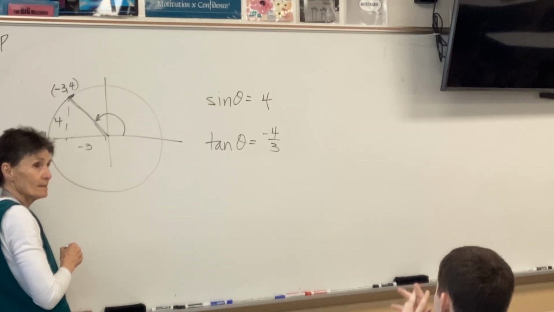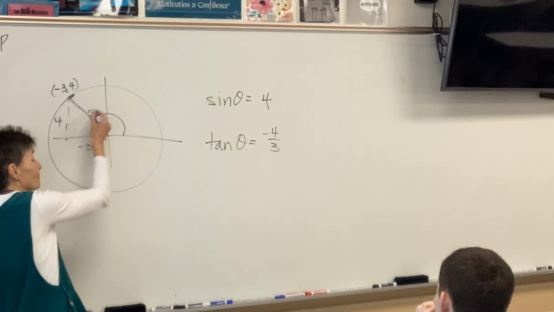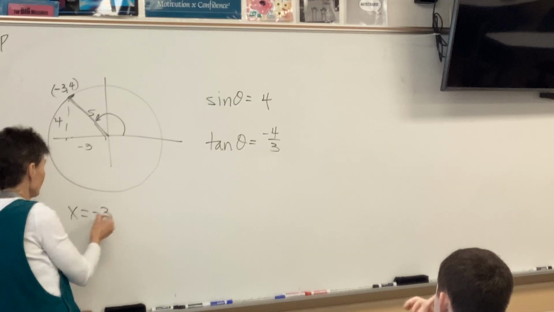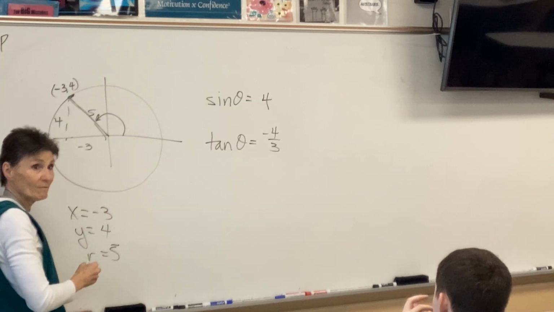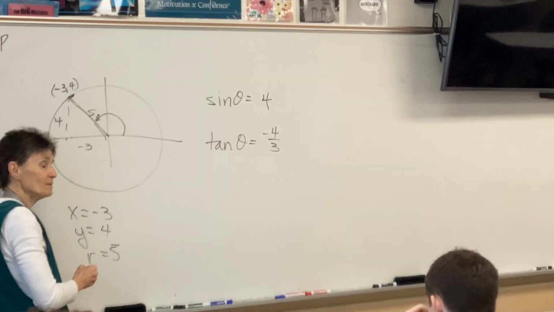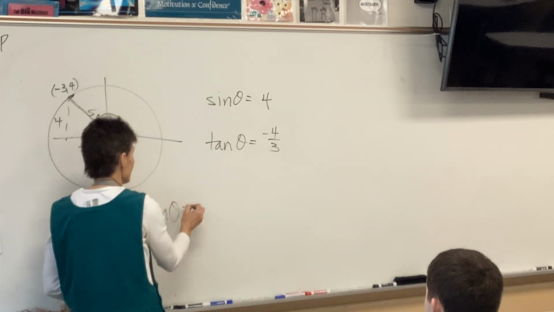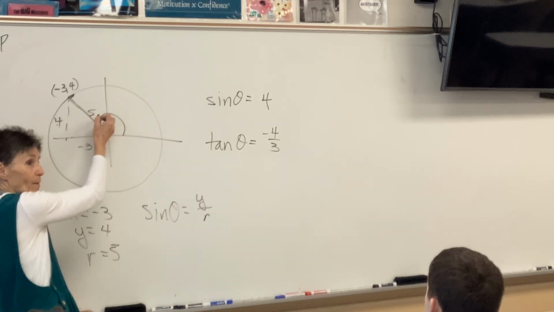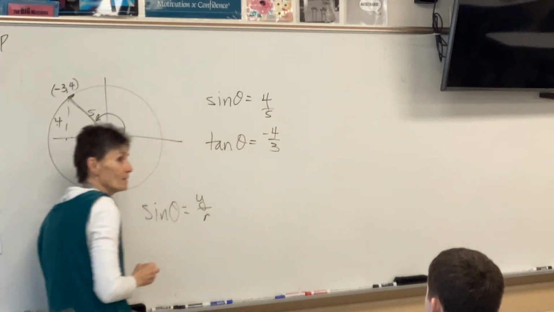That radius is 5. So in other words, x is -3, y is 4, and the radius is 5. What's our definition of sine? Our real definition? Sine is y over r, opposite over hypotenuse. So sine should be 4/5.